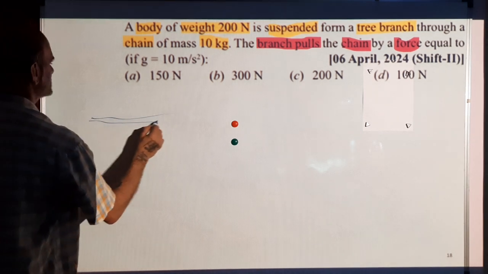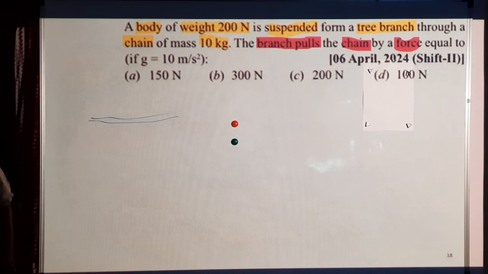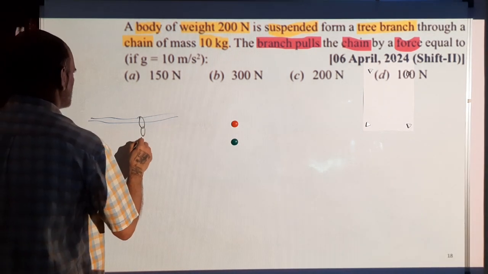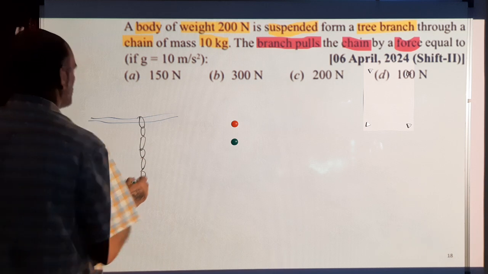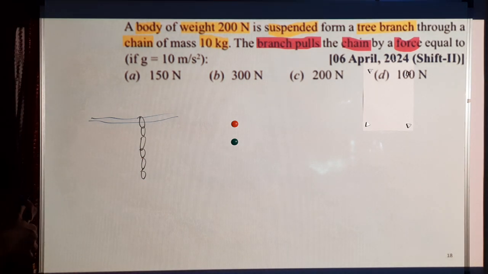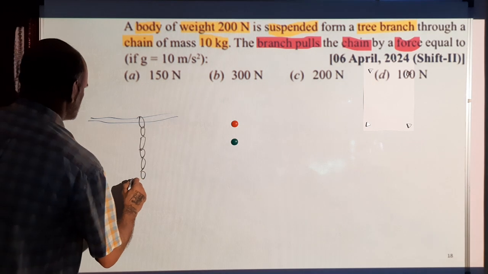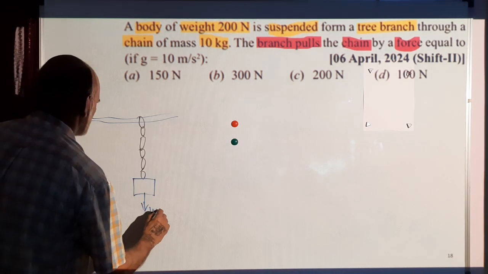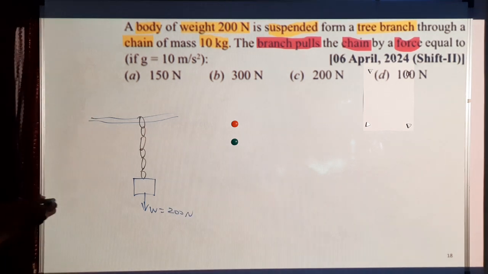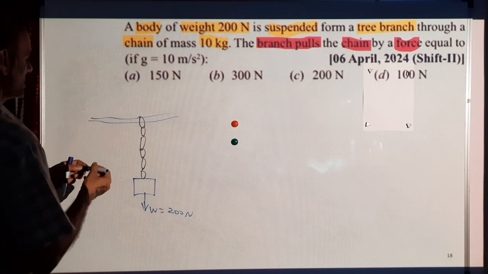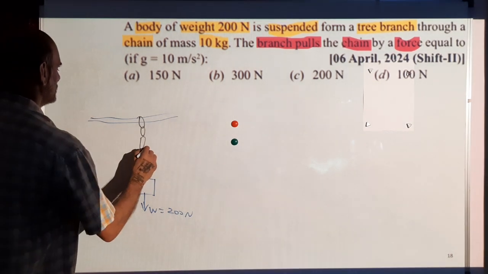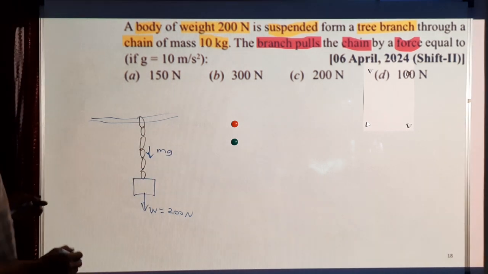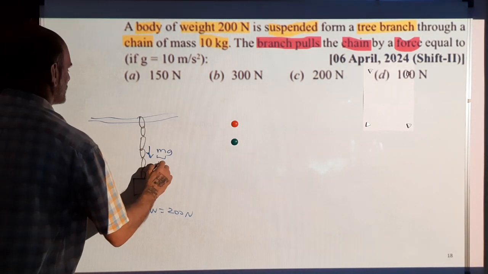So this is a tree branch. And there is a chain here. And there is a mass whose weight is 200 Newton. And the chain has got a mass, so that will exert a downward force of M into g, where M is 10 in SI units.